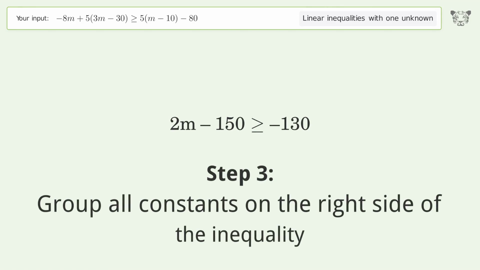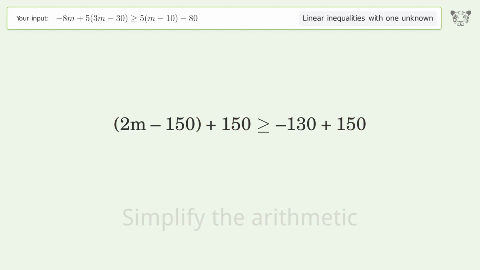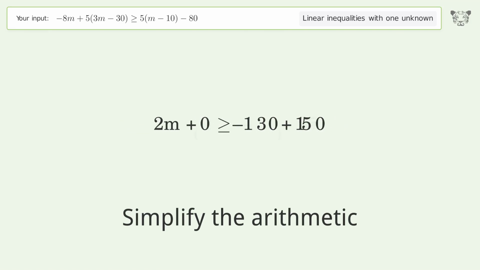Group all constants on the right side of the inequality. Add 150 to both sides. Simplify the arithmetic.